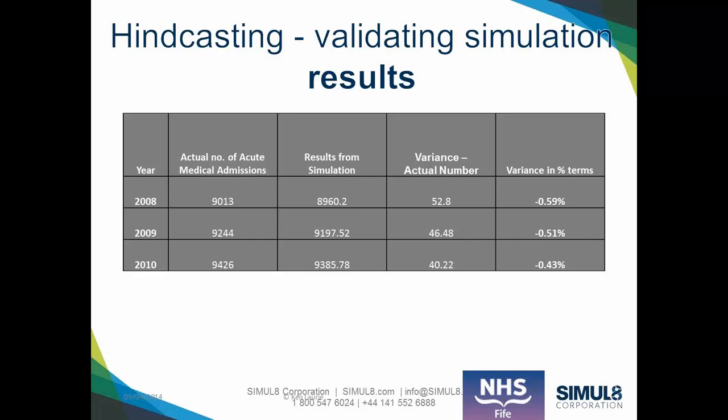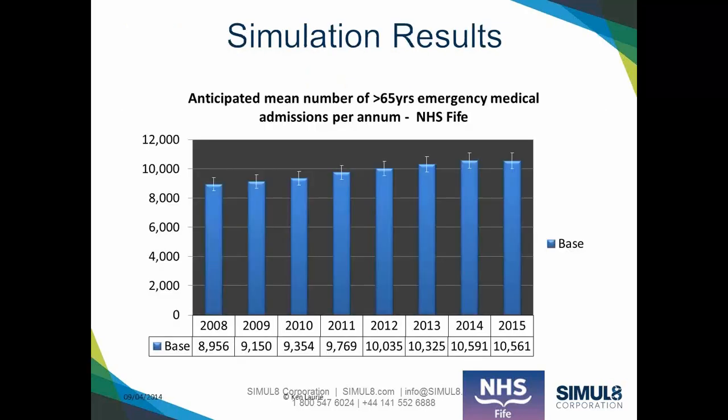So they did some hindcasting. They modelled forward their activity from 2008 to 2010 with their 2008 population, and they could see that the results from the simulation pretty much mirrored the number of acute medical admissions, and so they were confident that if they then ran that forward for another 3-5 years, then they would expect to get some reasonable results from that. The results that they could see were the number of emergency medical admissions per year from their base case. So if nothing was changed, what might happen?